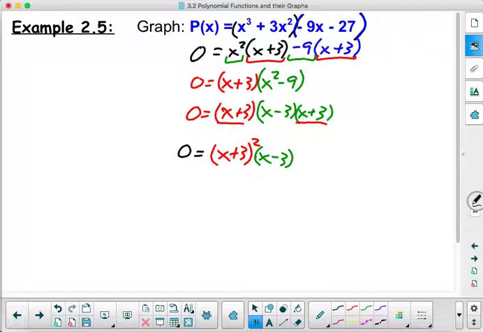So what are my zeros here? One zero, set that equal to 0, I'm going to have x equals negative 3. Is that going to be a slice, a bounce, or a weave though? So this would cause a bounce in my graph, multiplicity of 2. This would be positive 3, and that would create a slice in my graph.